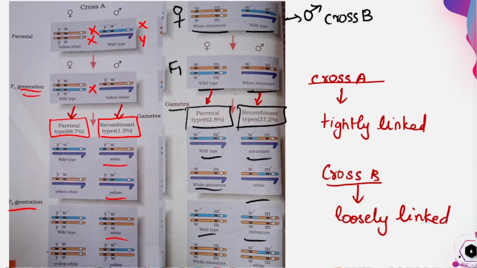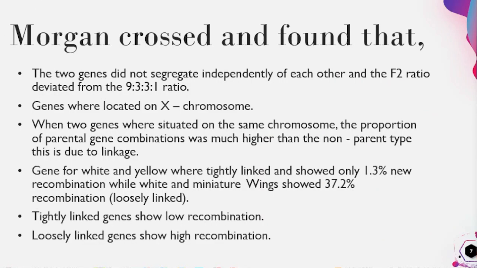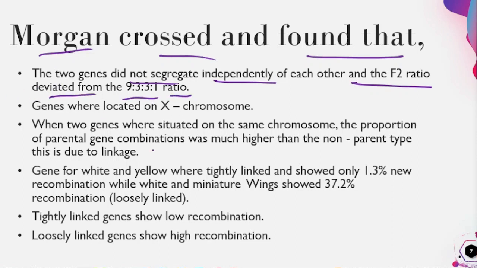Yes. So this is all about this diagram that you have to remember. Clear? Now let us see what Morgan had found when he crossed. Morgan crossed and found that two genes did not segregate independently of each other and F2 deviated from the 9:3:3:1 ratio.